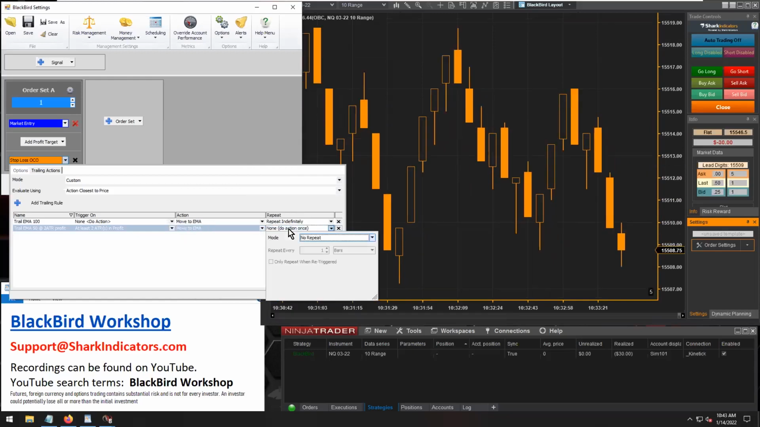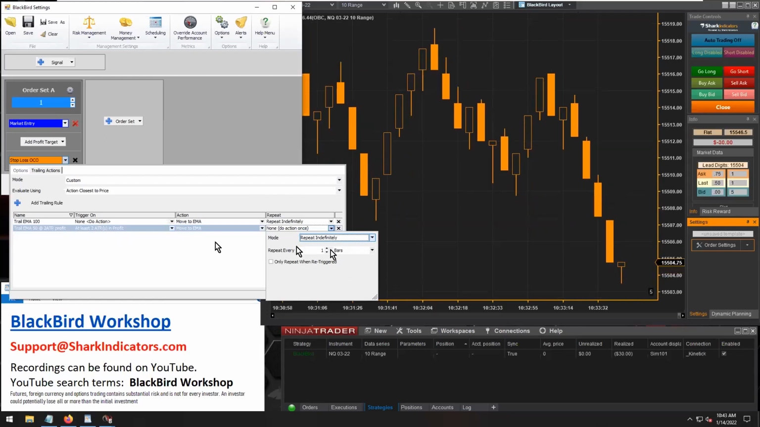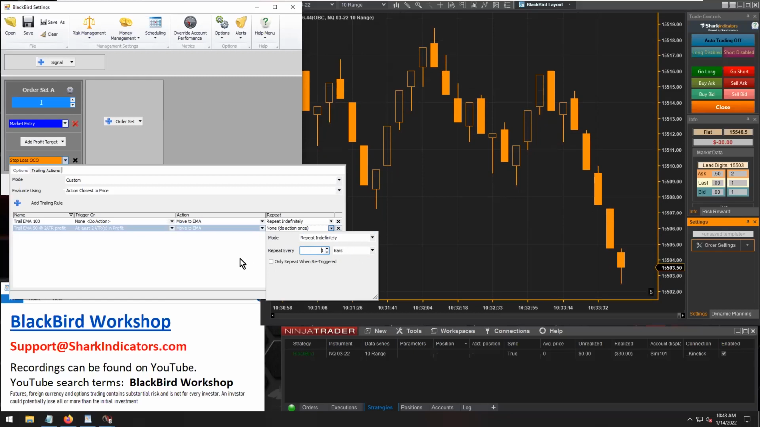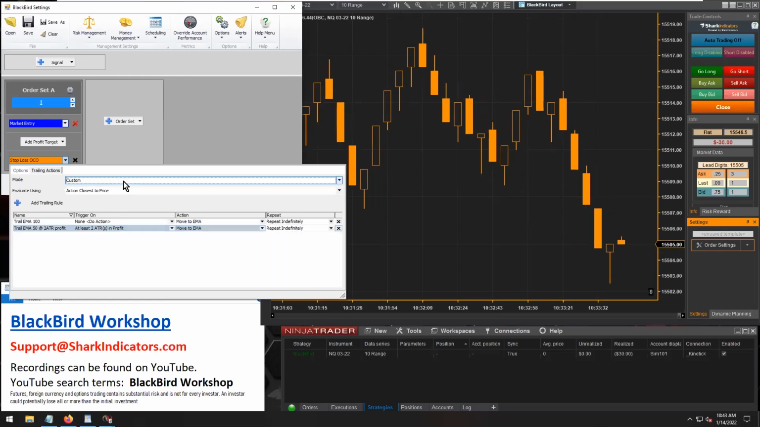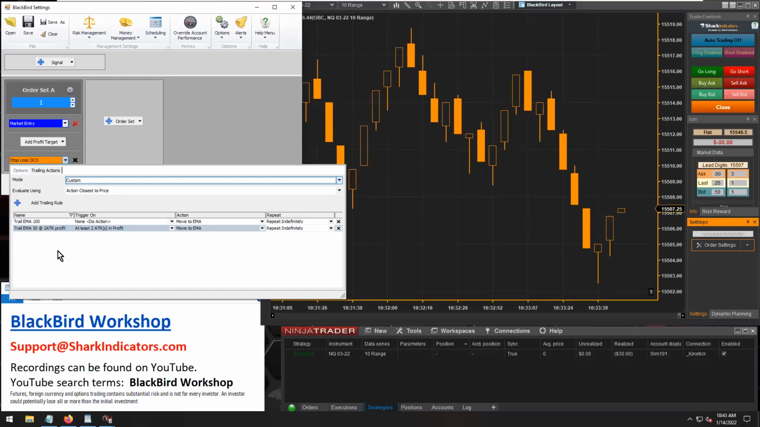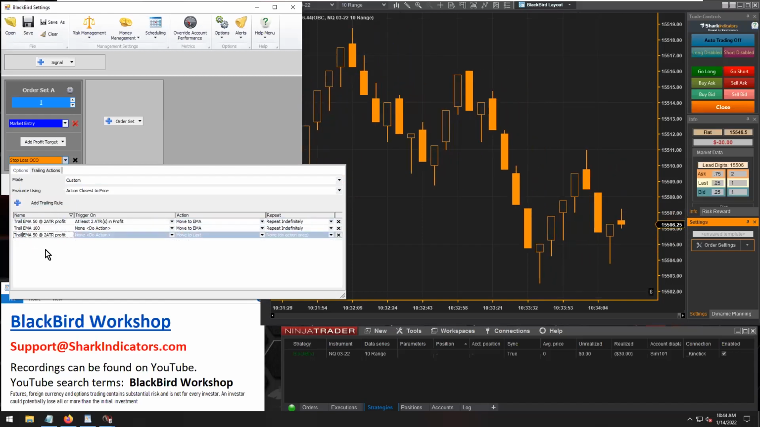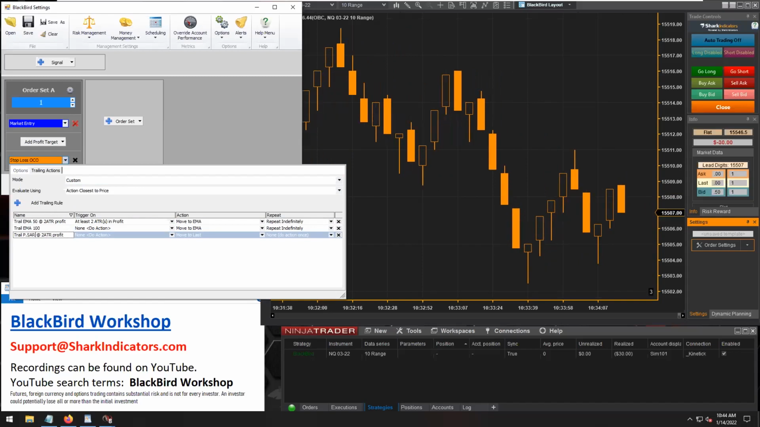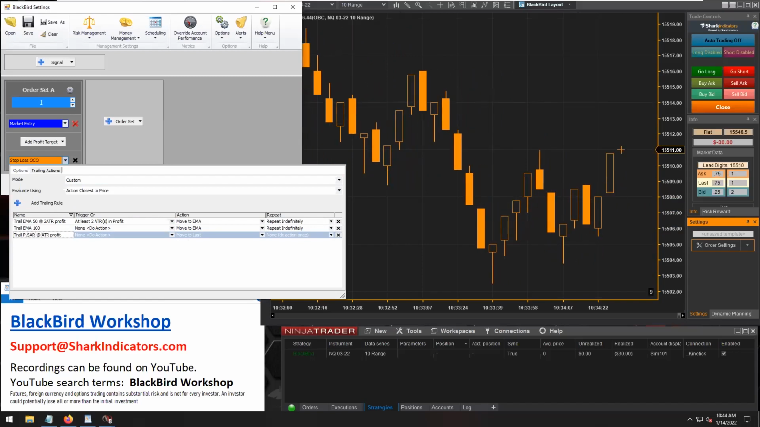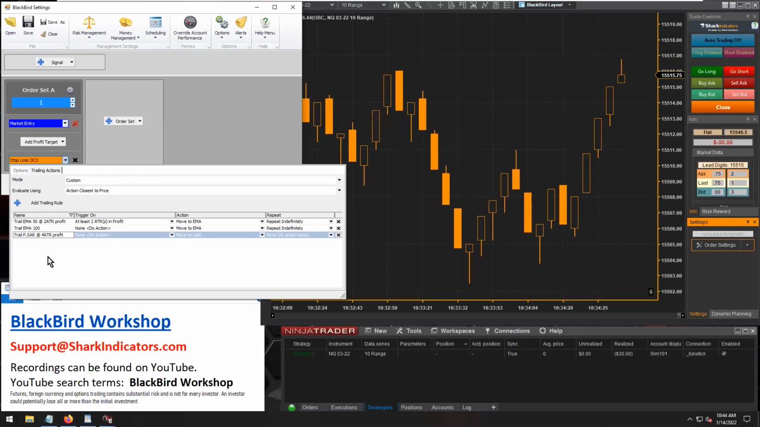And again, our repeat is going to be set to indefinitely, and since we're following the EMA, it's going to be once per bar. So there are 2 trailing rules. The third trailing rule is at 4 ATRs of profit. So let's add another trailing rule here. I'm just going to copy that name and paste it in there. We're going to trail the Parabolic SAR at 4 ATRs of profit.